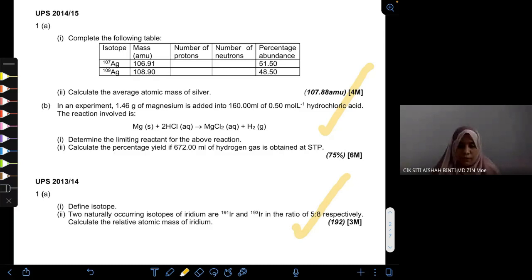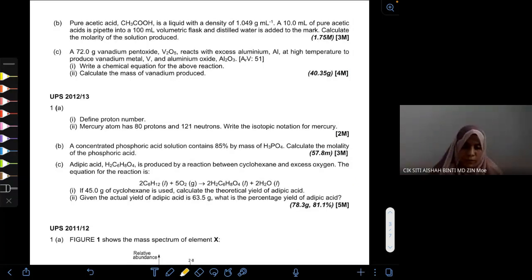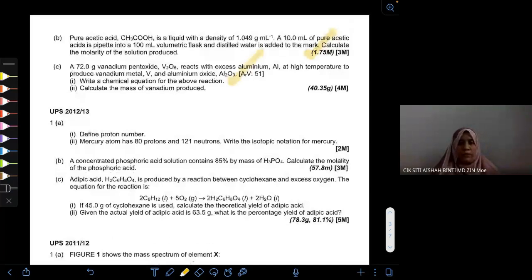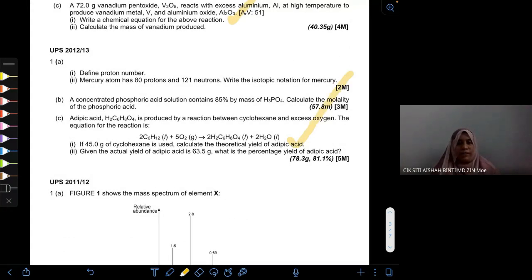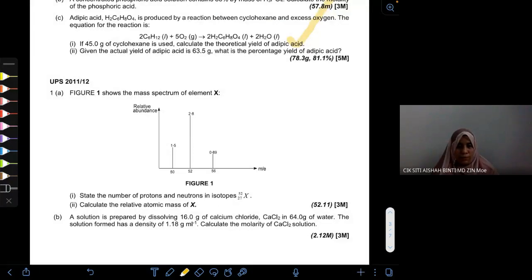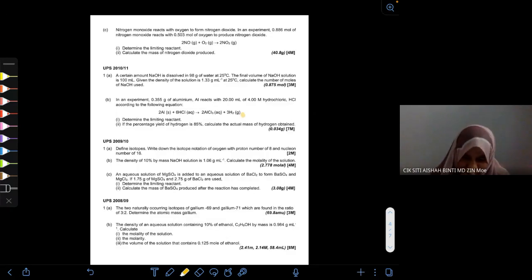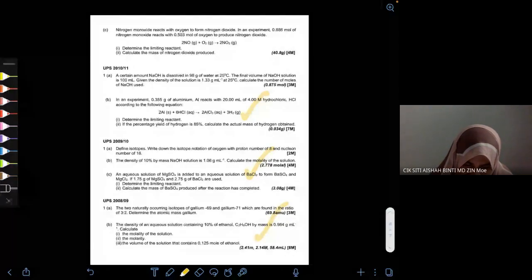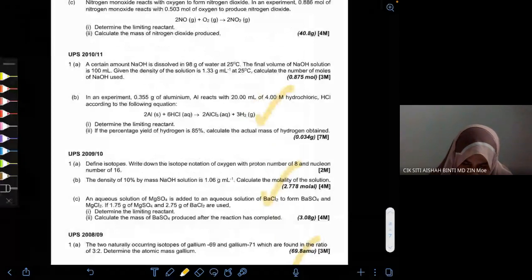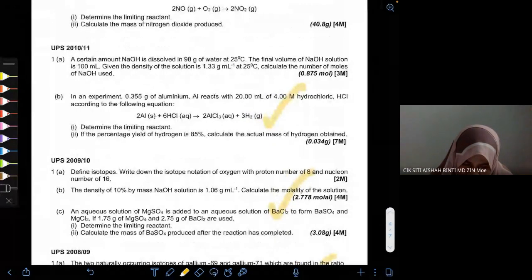Lepas tu ni dengan yang question 1 ni pun dah bincang. Question 2 tu I believe boleh je. Okay, question ni pun kita dah bincang semua. Okay, so sebenarnya it's up to you. Sebenarnya Miss nak kamu hantar kerja ni tau. 1, 2, 3. Sebab banyaknya sama saja. Nombor yang ni sekejap. A certain amount of NaOH is dissolved in 98 gram of water. The final volume of NaOH solution is 100 ml.